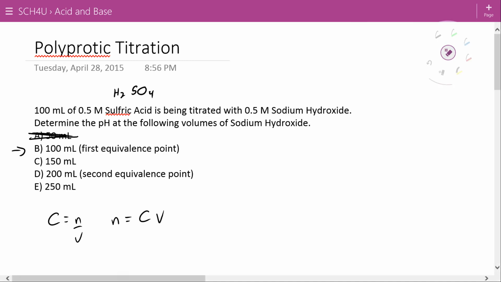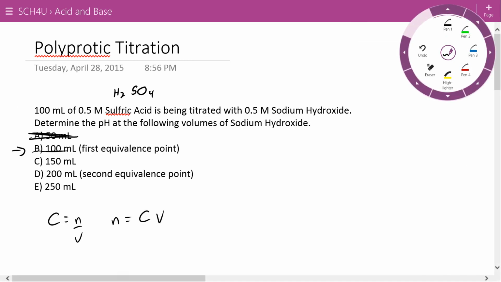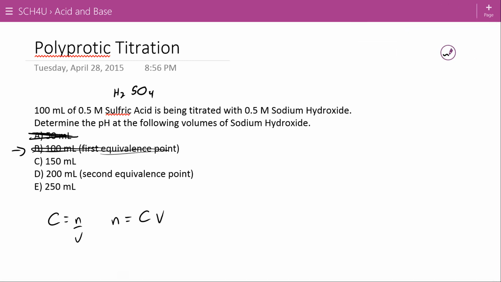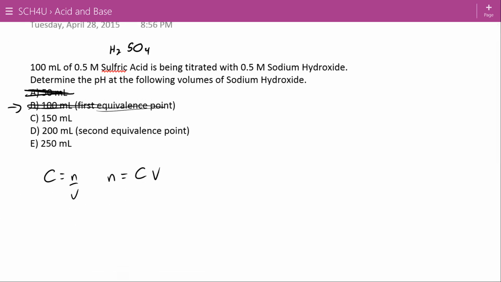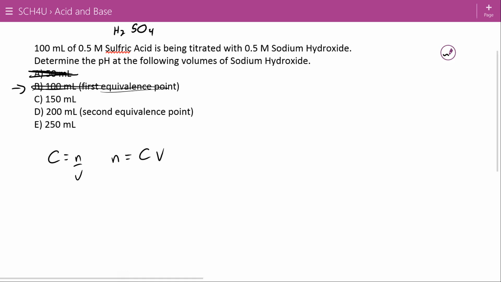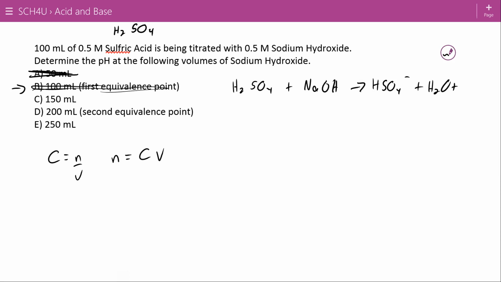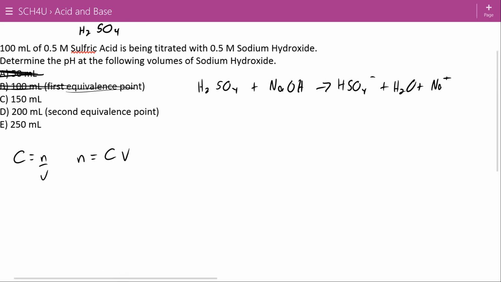Okay, so we finished this one, the first equivalence point, and now we're going to deal with a volume of 150 milliliters of sodium hydroxide. Again, the acid-base reaction, the initial reaction that's going to happen here, is that first proton process from the sulfuric acid producing HSO4- plus H2O and a little bit of Na+. So we're going to deal with that.